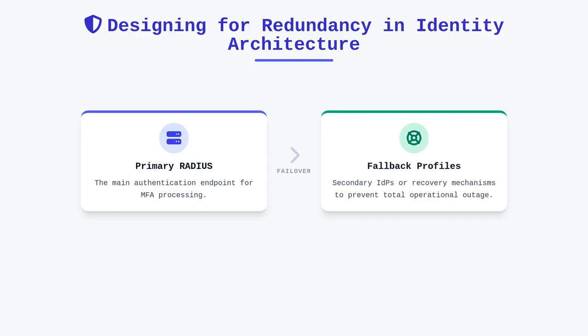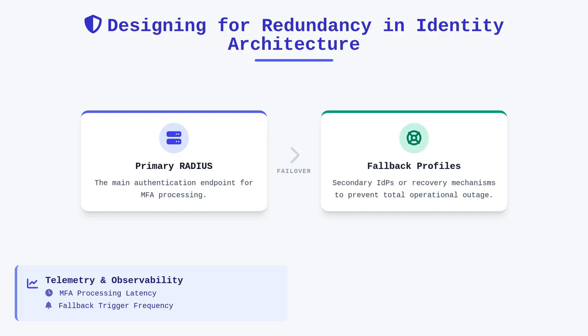It is vital that these fallback scenarios are carefully audited to ensure they do not become security bypasses that violate your organizational policy compliance. By tracking verification metrics, such as the latency of MFA processing or the frequency of fallback triggers, you gain observability into the health of your authentication chain.